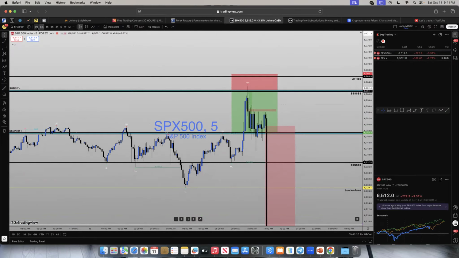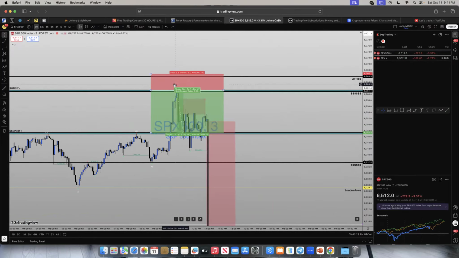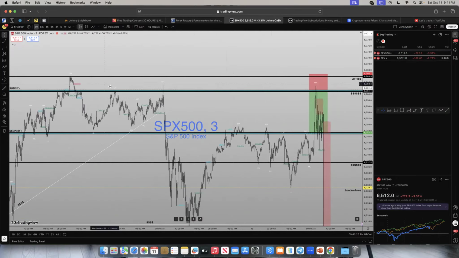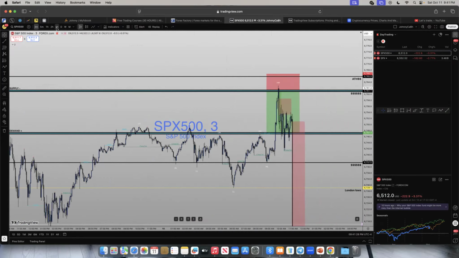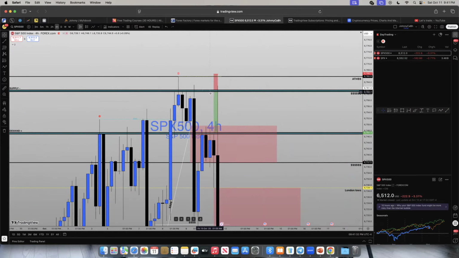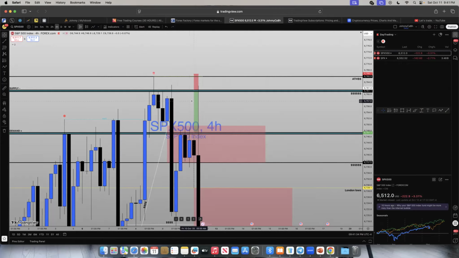Now, what I noticed on the 3 minute time frame is that we rejected these higher highs right at my area of my supply zone. Now, you always want to remember this, bro. Your higher time frame needs to align with your lower time frame.